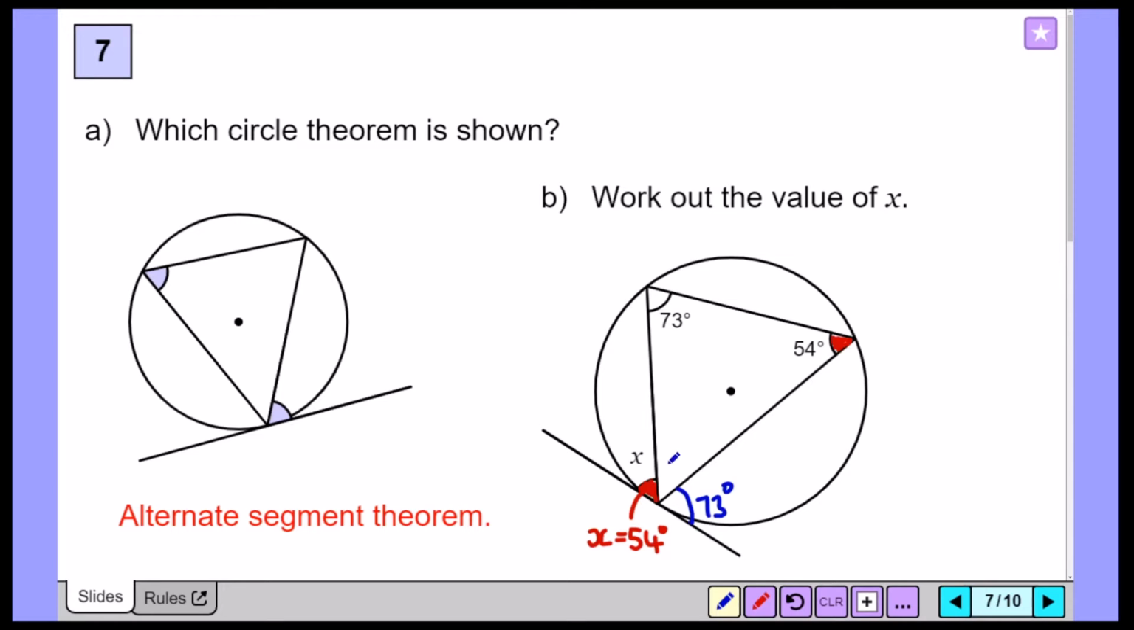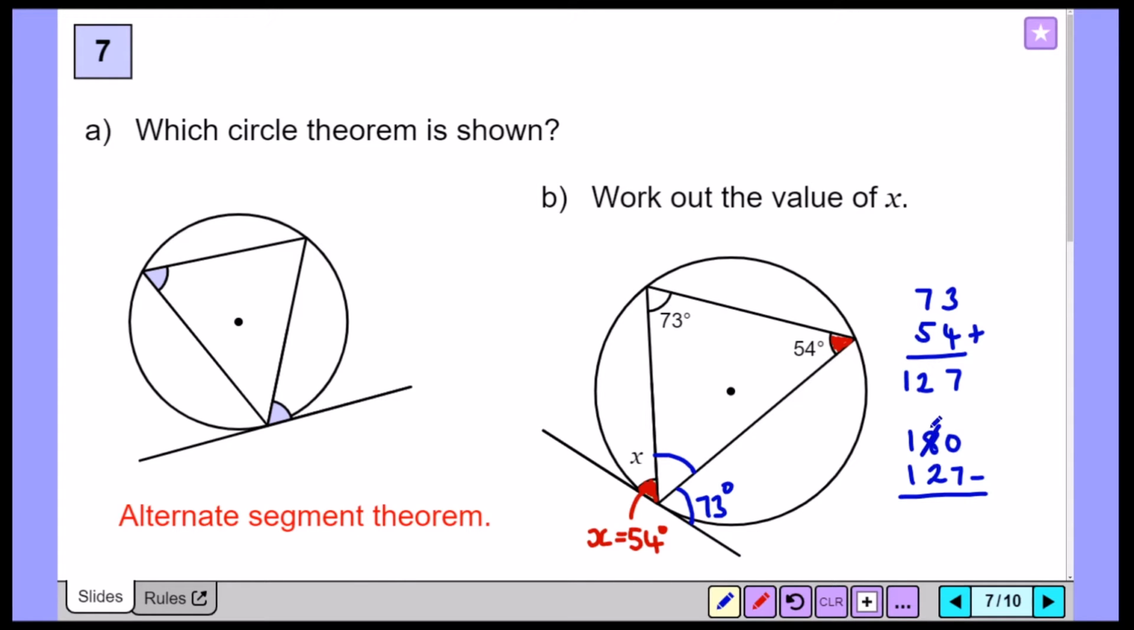Lastly, if I'm asked to work out this angle just here, I can use the fact that angles in a triangle or the fact that angles on a straight line equal 180 degrees to work it out. So I'd first have to work out what 73 add 54 is. I know that 3 add 4 is 7 and 7 add 5 is 12. That gives me 127. I then want to take this answer away from 180 degrees.